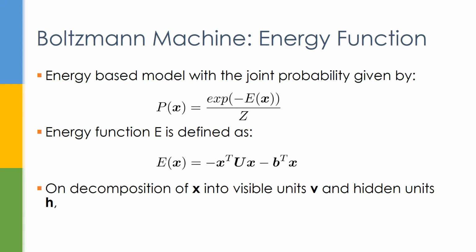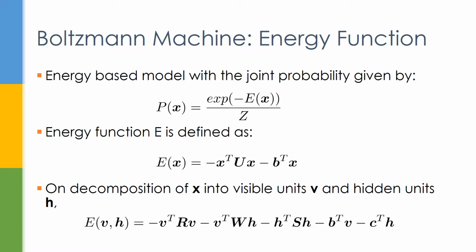On decomposition of x into the visible units v and hidden units h, the same equation can be rewritten as follows. The weight matrix is divided into three parts R, W and S. R captures the dependencies between the visible units, S captures the dependencies between the hidden units, and W captures dependencies between the visible layer and the latent layer. B and C are the bias vectors of the visible and the hidden layer respectively.